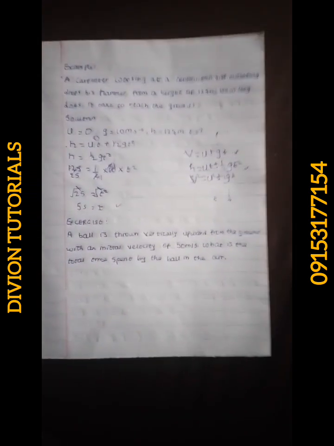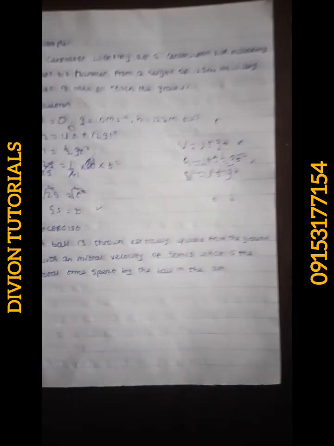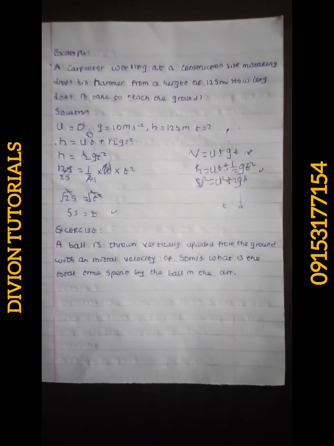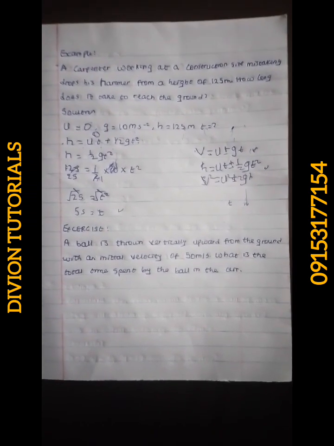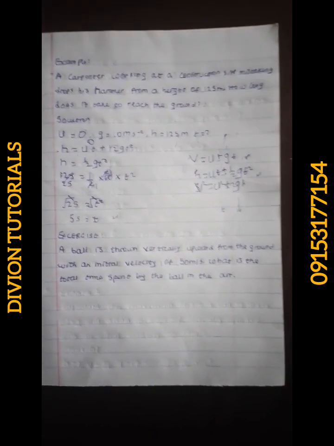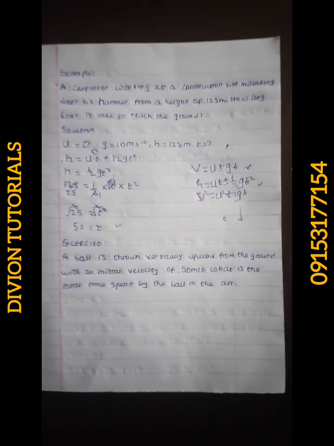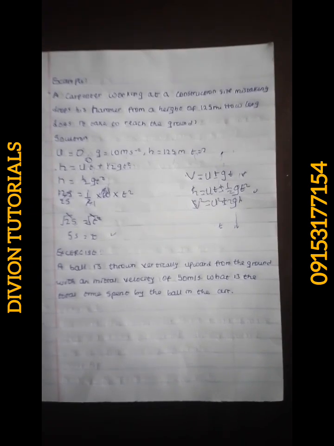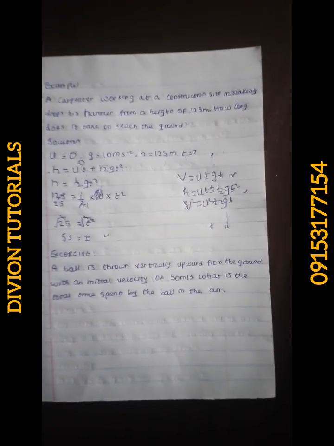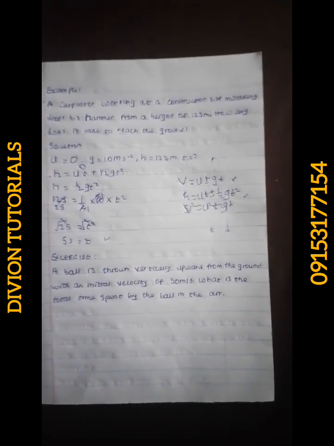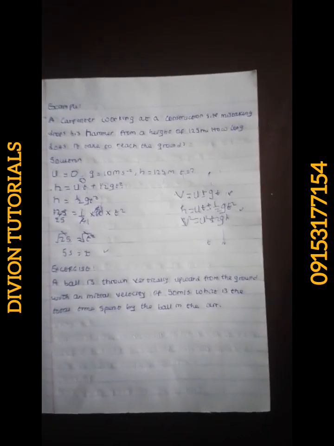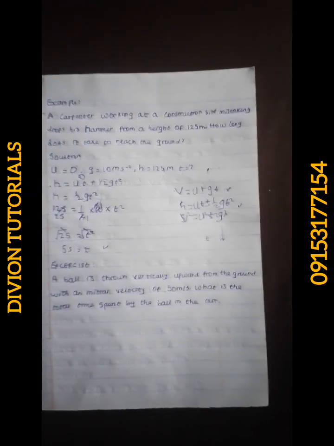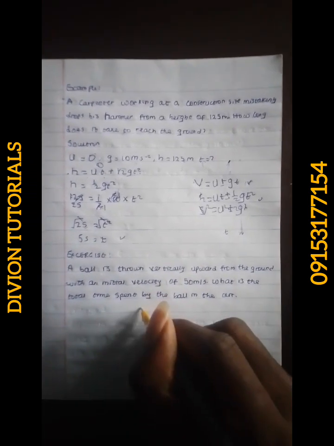I hope you understand. If you want to prove to me you understand what I'm saying, try to solve this question. A ball is thrown vertically upward from the ground with an initial velocity of 50 meters per second. What is the total time spent by the ball in the air? I'm going to say it again. A ball is thrown vertically upward from the ground with an initial velocity of 50. What is the total time spent by the ball in the air? Good luck and drop your answer. I'll be waiting for you.